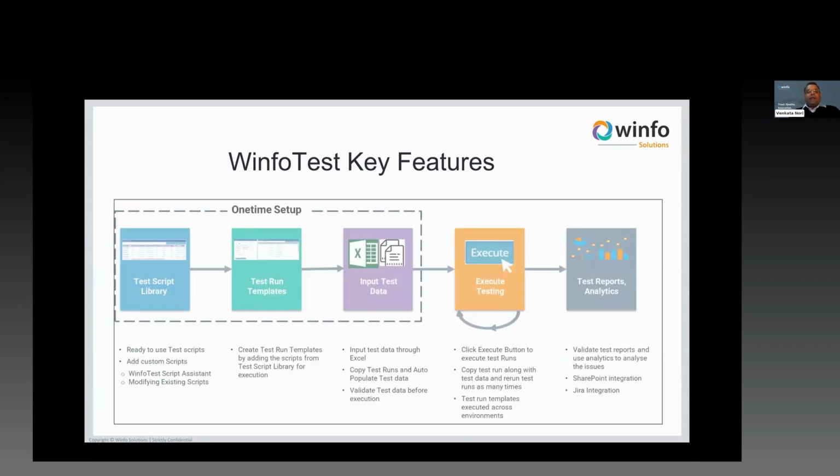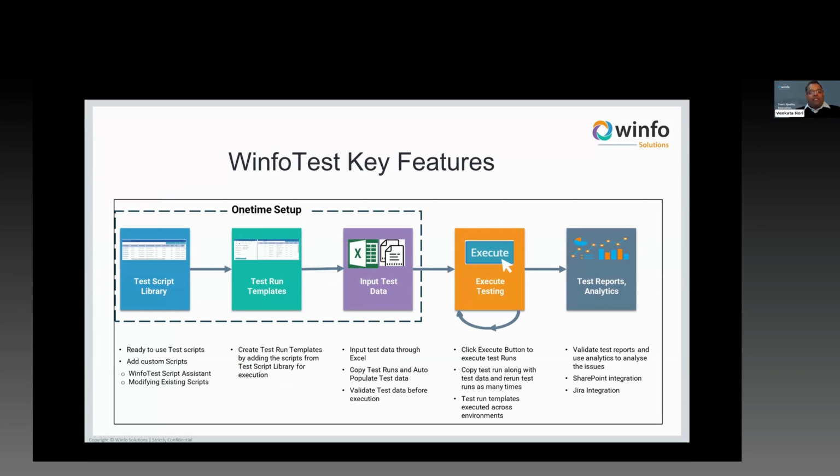So let's understand how the whole approach is going to work. We have a pre-built test script library, and we can add more custom scripts for the customer. And then we create test run templates. These test run templates are aligned to your processes, say your O2C, P2P, whatever these processes are, and then prepare the input test data. So we work with the business to understand what input test data is required to execute your testing. And once that's done, it's all one-time setup. You can execute your testing as many times as you want.